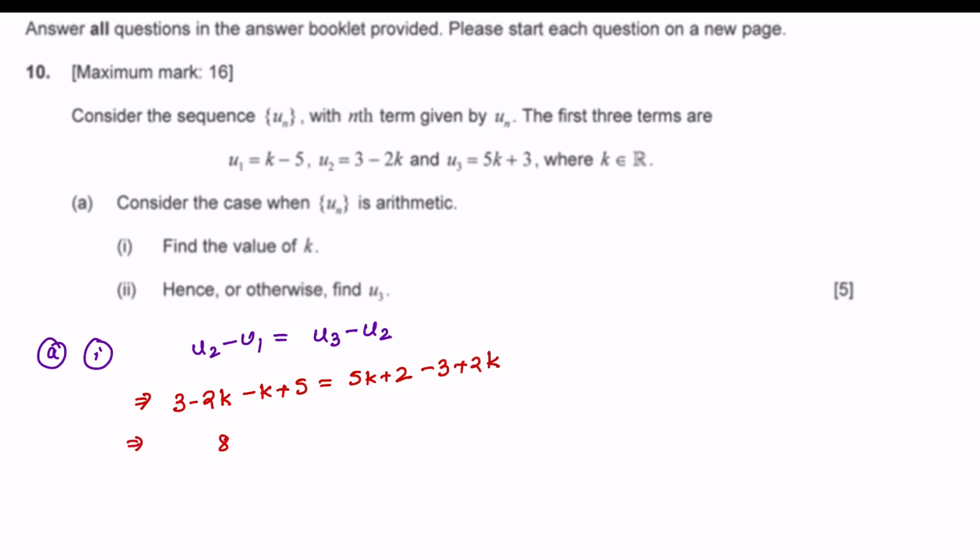Then we need to simplify this. This side is 8 minus 3k. Okay, this is 5k plus 3, not 2. So the right side is just 7k. So 10k equals 8. So k would be 8 over 10, which is 0.8. We can also write it as 4 over 5.